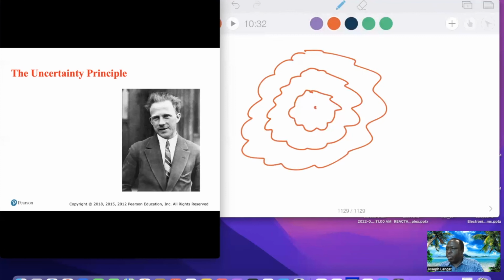Uncertainty principle. The Heisenberg uncertainty principle is another scientist's proposal that there is no way we can know the location of the electron and at the same time know its speed. It's just like having a supersonic jet.